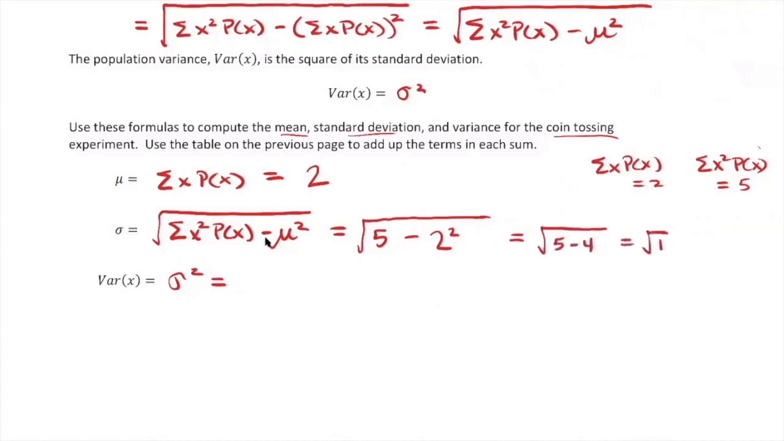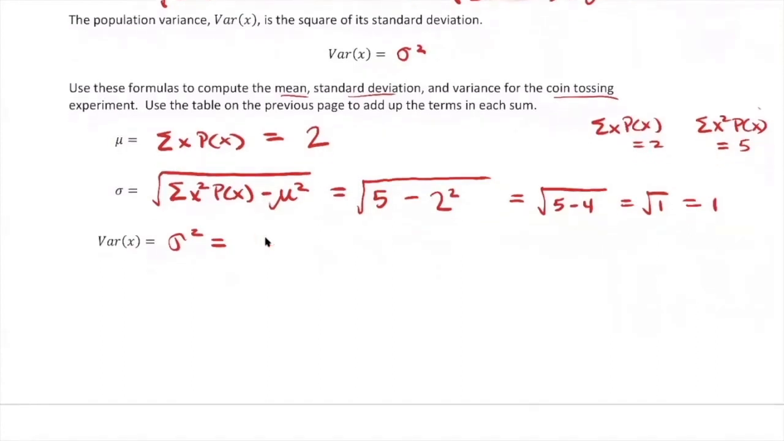Square root of 1 is 1. So the standard deviation is 1. So the mean is 2, and the average distance from the mean is 1. Perfect. Variance is the standard deviation squared, so this will be 1 squared. So the variance is 1. Variance is important in the next section of the material.